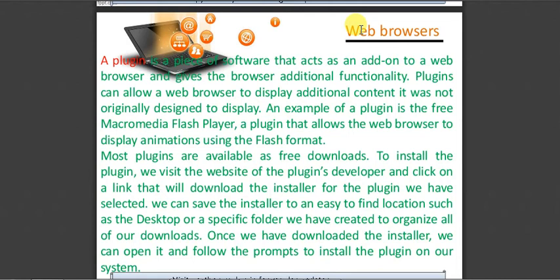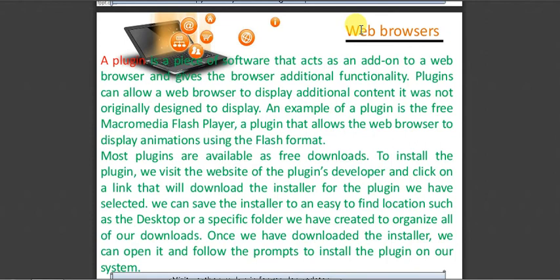Most plugins are available as free downloads. To install a plugin, we visit the website of the plugin's developer and click on a link that will download the installer for the plugin. We can save the installer to an easy to find location such as the desktop or a specific folder we have created to organize all of our downloads. Once we have downloaded the installer, we can open it and follow the prompts to install the plugin on our system. If the plugin has been installed in your system, the browser will also be equipped with that particular plugin and it can run those files which you desire.